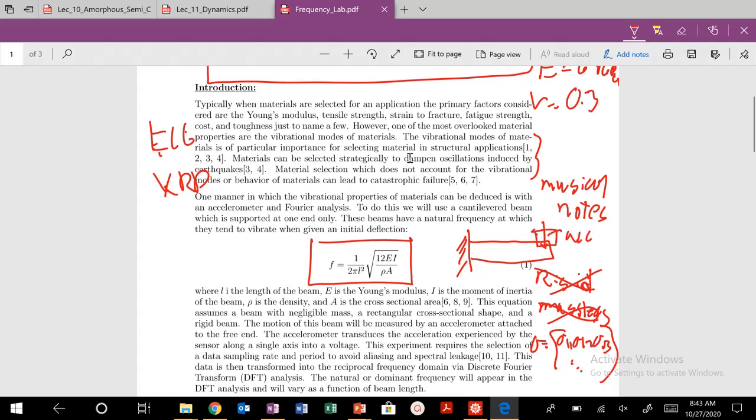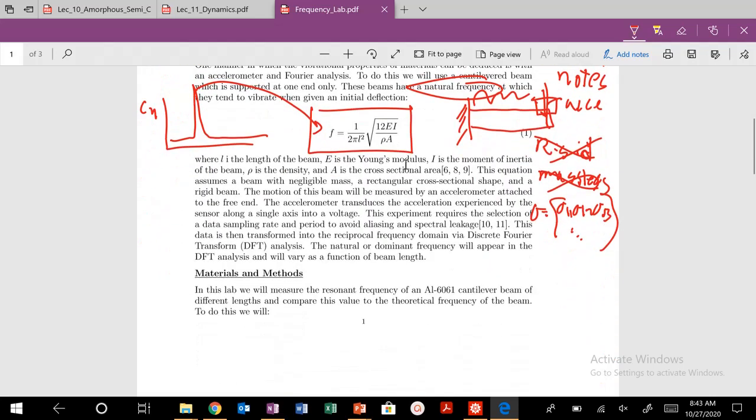On this beam, we push down, deflect, and then we allow it to vibrate, and then we're going to figure out the natural frequency or the resonant frequency, which is also going to correlate to our dominant frequency in our frequency spectrum. So when we see the dominant frequency, that is going to correlate to this natural frequency, our resonant frequency.